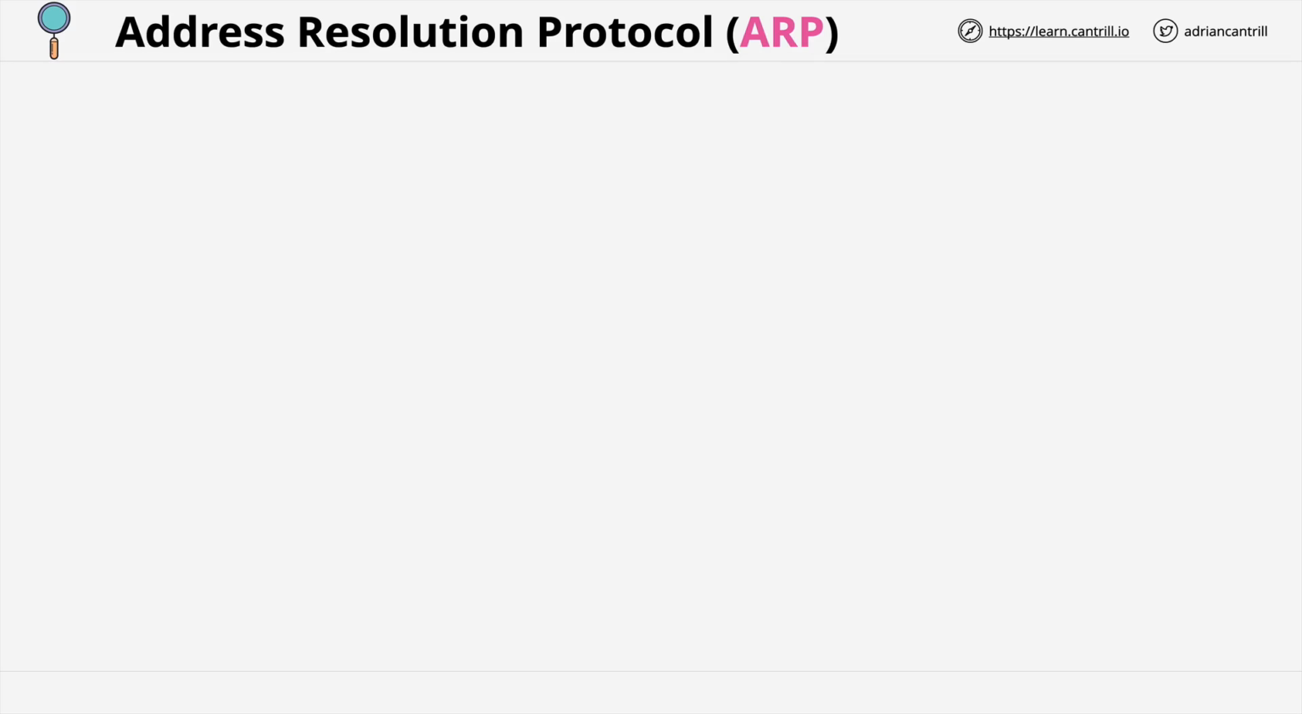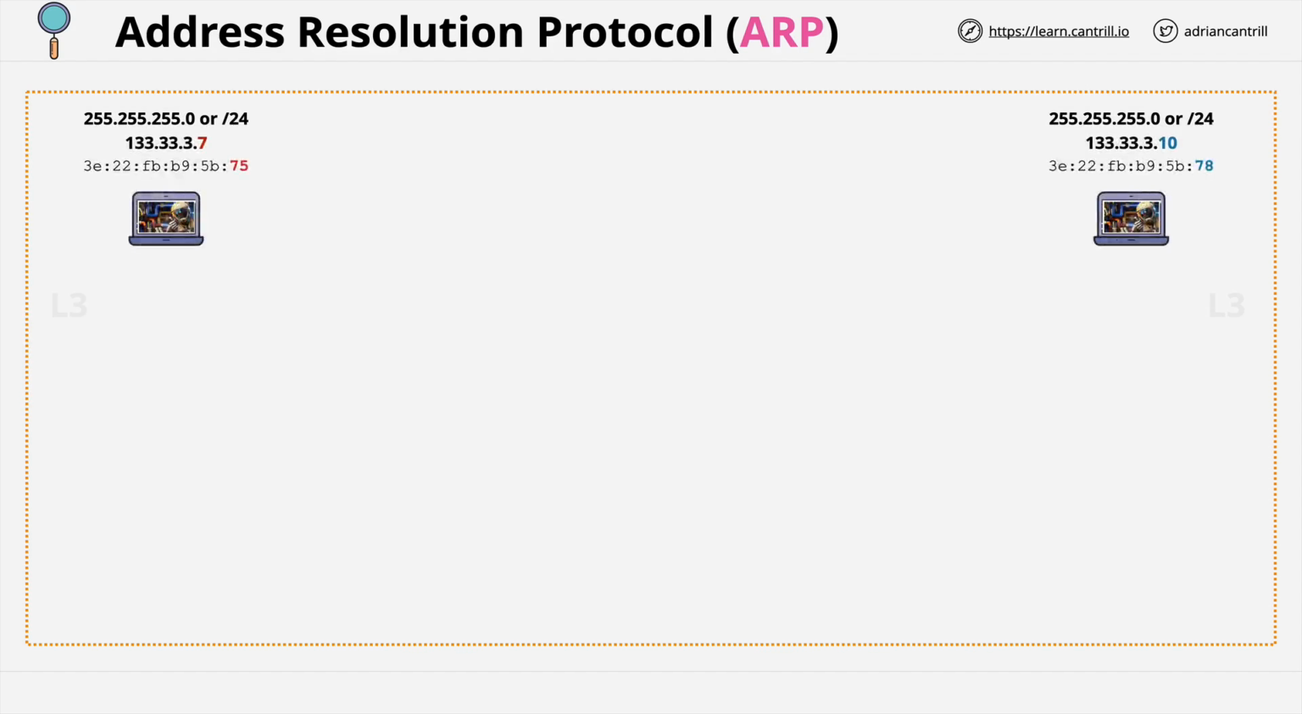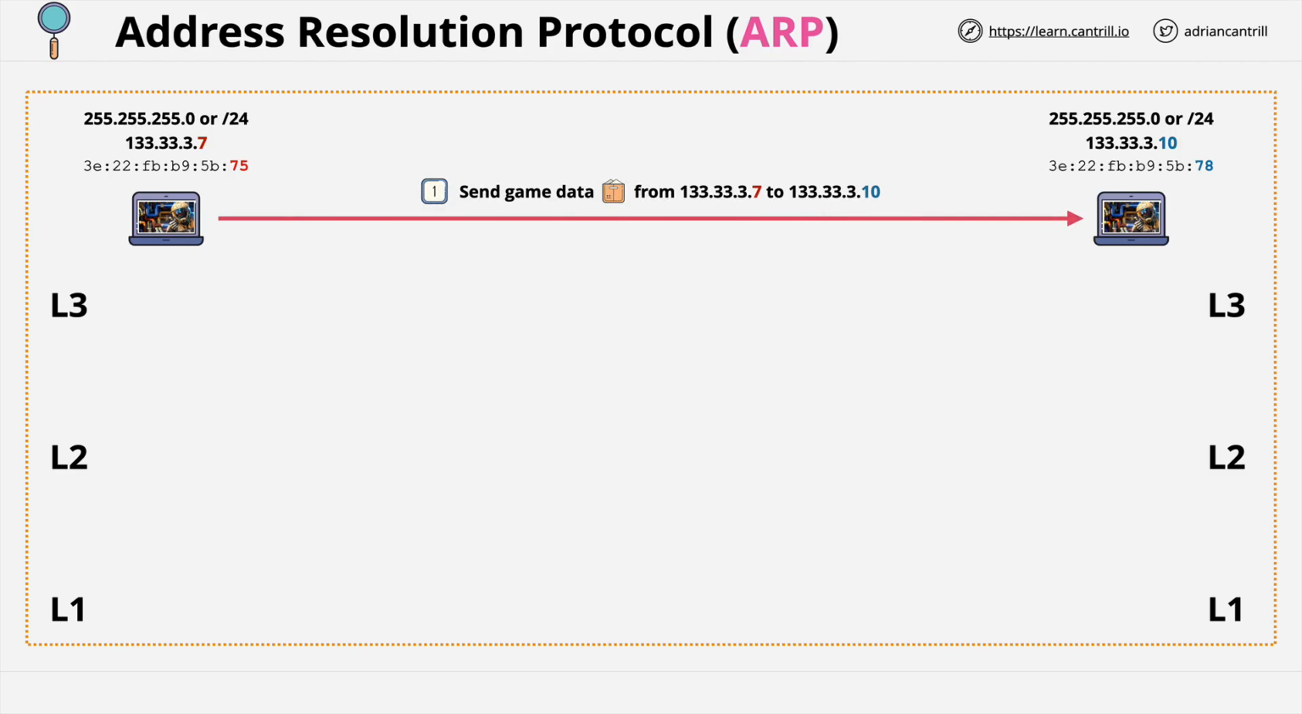So let's step through how it works. For this example, I'm going to keep things simple. We've got a local network with 2 laptops, one on the left and one on the right. And this is a layer 3 network, which means it has a functional layer 2 and layer 1. What we want is for the left laptop, which is running a game, to send packets containing game data to the laptop on the right. This laptop has an IP address of 133.33.3.10.